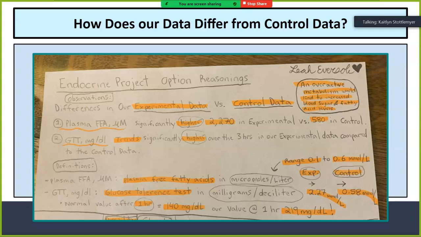So the main differences on our experimental versus our control data: the plasma FFA was significantly higher, with 2,270 versus 580. In our GTT, our trends were significantly higher over the 3 hours in our experimental data compared to the control. And another observation is all of this ties into what we decided to test, because an overactive metabolism would lead to increased blood sugar and free fatty acid levels.